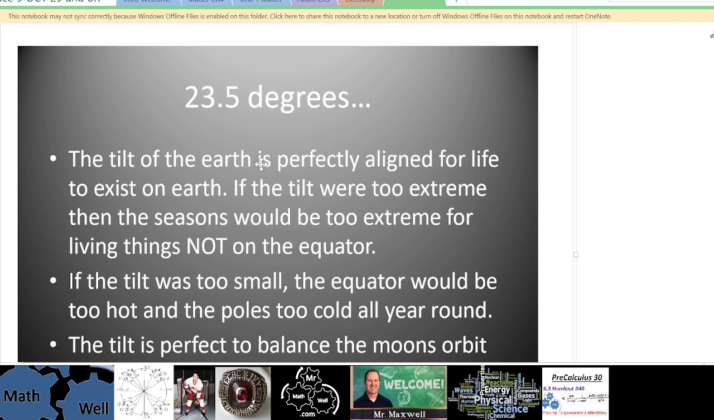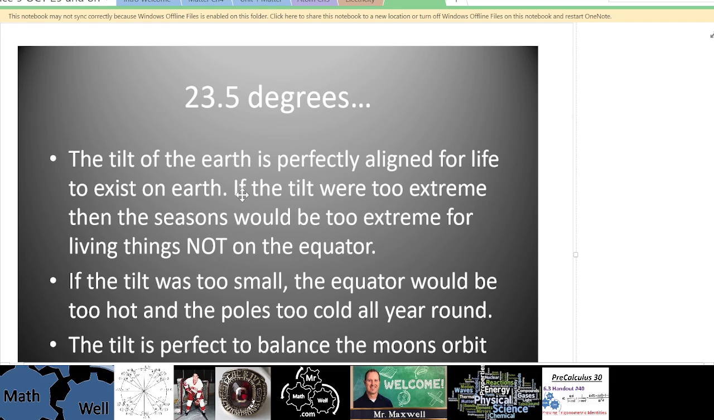Okay, 23.5 degrees. We talked about the tilt of the Earth. Let's continue talking about this. The tilt of the Earth is perfectly aligned for life. First of all, this is a widely underestimated special thing, that the Earth was created to sustain life in a really cool way. And one of the many hundreds of things that makes life special for Earth, or Earth special for life, is the tilt of the axis of the Earth. It's exactly 23.5 degrees, and that is helpful for our survival in many different ways.